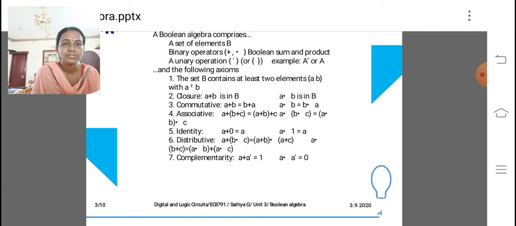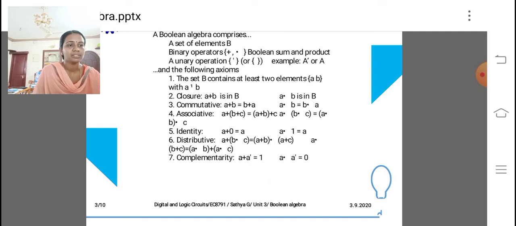In this PPT, the third point shows the commutative law. In the commutative law, first we discuss the addition operation, and second the multiplication operation. That is, a plus b is equal to b plus a, the OR operation. The second one is multiplication, that is a dot b is equal to b dot a.